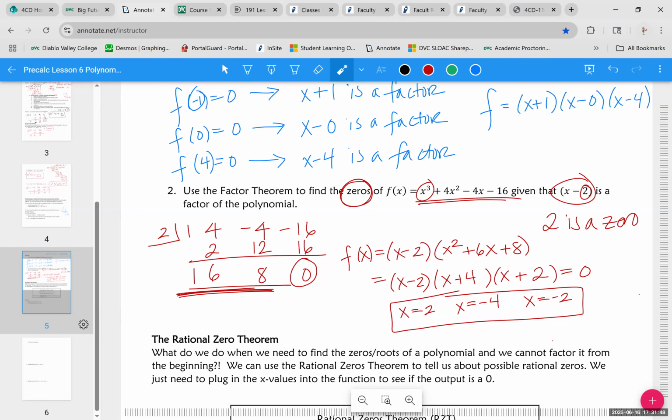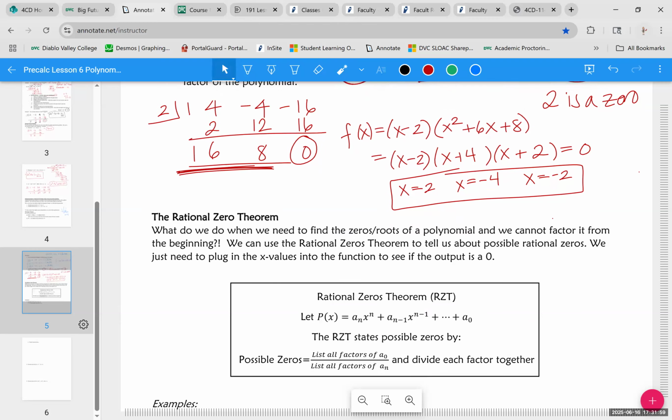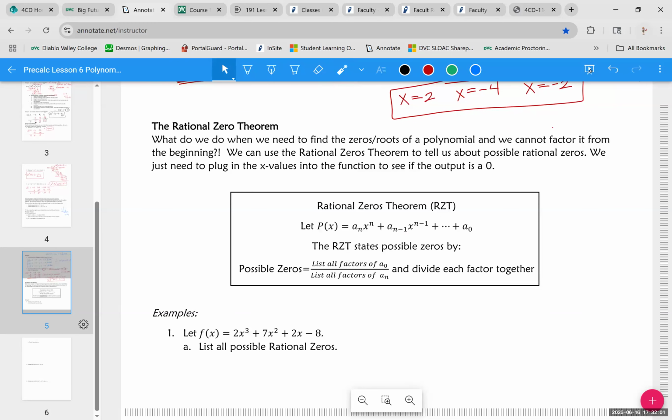But how do we know? I mean, this one just told us, hey, this is a factor. How do we know what we should even try if we're not told that? And that's where this last theorem comes in, the rational zero theorem. What it basically does is it gives us the possible numbers that could be zeros. Well, at least rational zeros. Rational zeros are numbers that we can write as fractions, so it does include whole numbers. Right? So it's giving us a list of possible whole numbers and fractions that could be zeros of a polynomial.